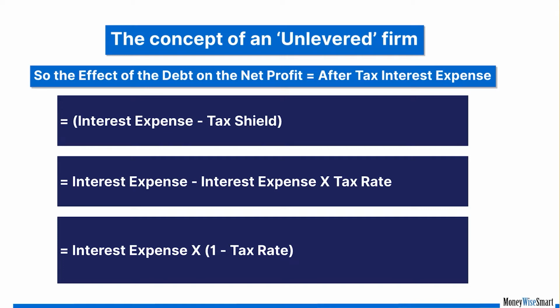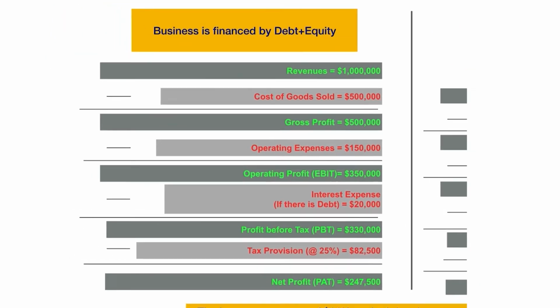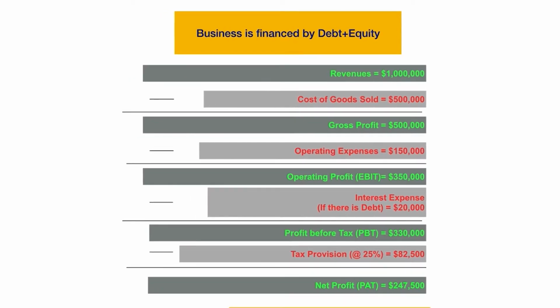Now, I would suggest you pause the video here and think about this concept a bit, because this concept will be very useful in future. So let's look at this example. So this business generates a revenue of $1 million. Now, I'm referring to the left side of the screen. Its gross profit is $500,000. So we are assuming that it has a gross profit margin of 50%.